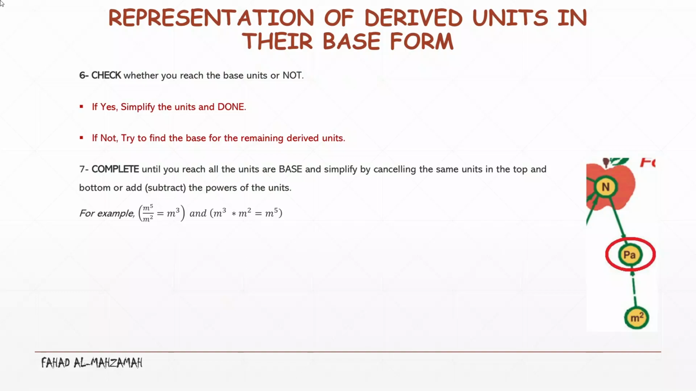It means all the units are one of the seven base units that we are going to take, and simplify by cancelling the same units in the top and bottom, or add or subtract the exponents of the units. For example, if you have meter to the power 5 divided by meter to the power 2, you will subtract the exponent, 5 minus 2, and you will get the final answer as meter cube. On the other hand, if you multiply meter cube by meter square, you will add the exponent, and you will have 3 plus 2 is equal to 5. So it's going to be meter to the power 5.